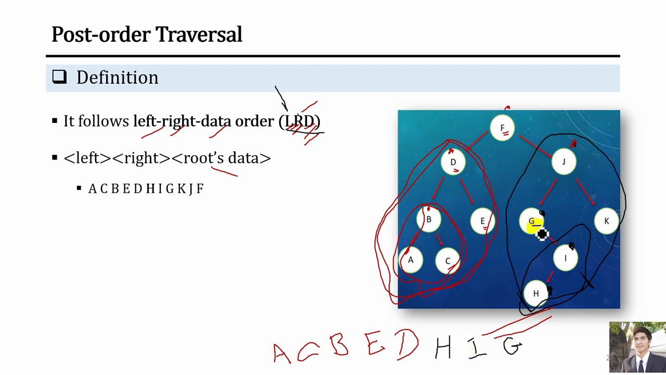After G, we go right. Considering this subtree, the right is K. So we got K. And then the right is done, and based on the rule left, right, data, we get J now. And lastly is F. The root becomes the last data in our visit. This is our output using the Postorder format: left, right, and data.